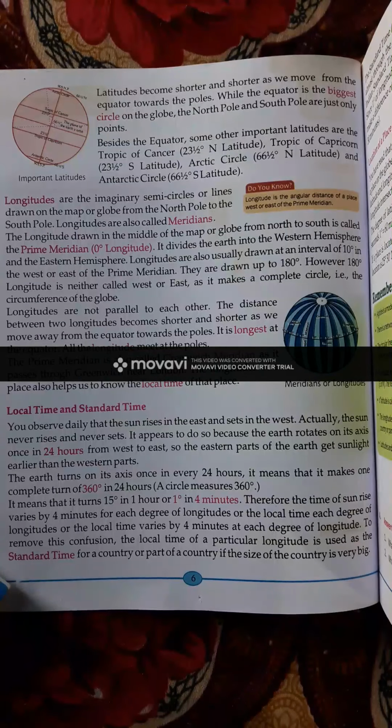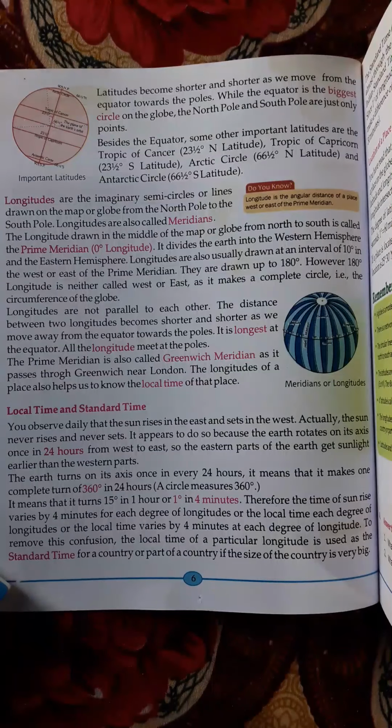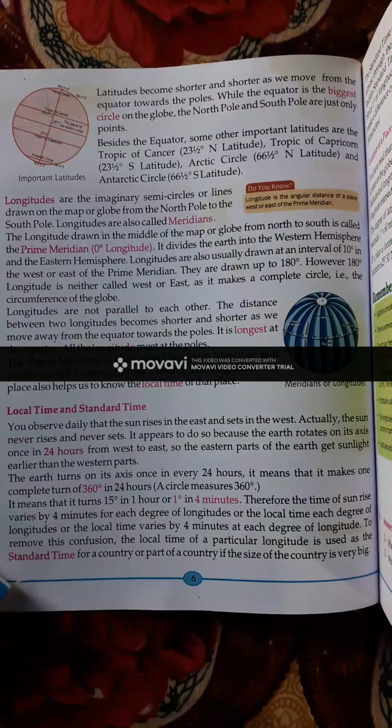Longitudes are not parallel to each other. The distance between two longitudes becomes shorter and shorter as we move away from the equator toward the poles. It is longest at the equator. All the longitudes meet at the pole.